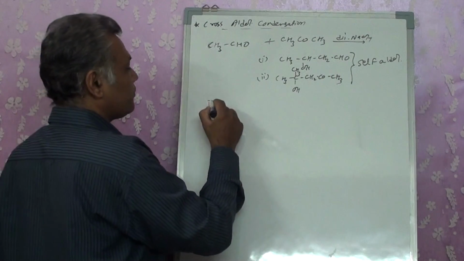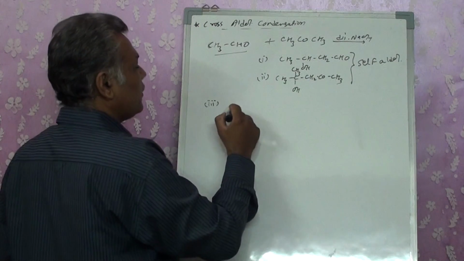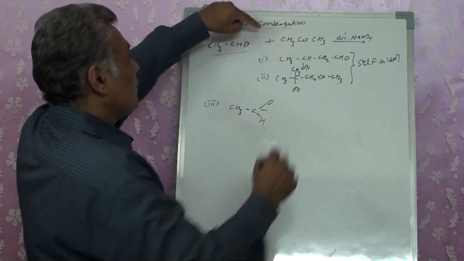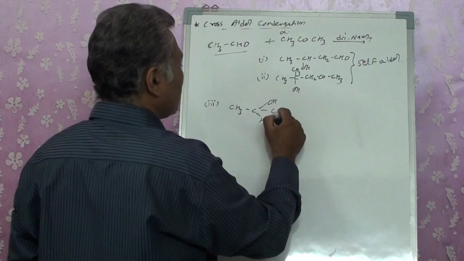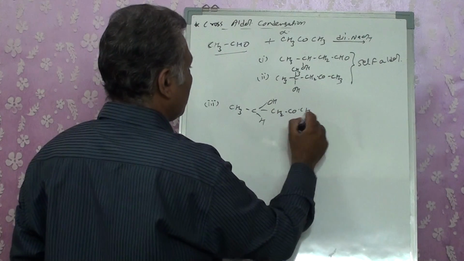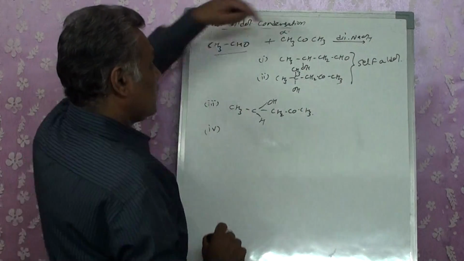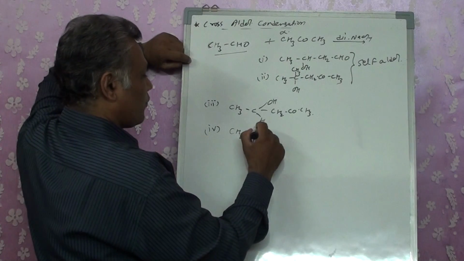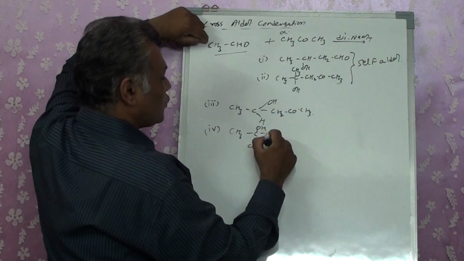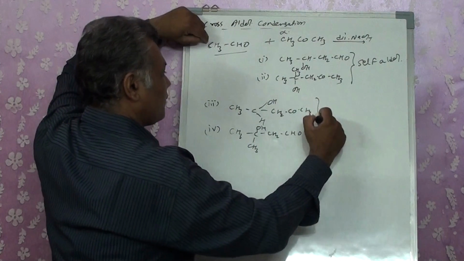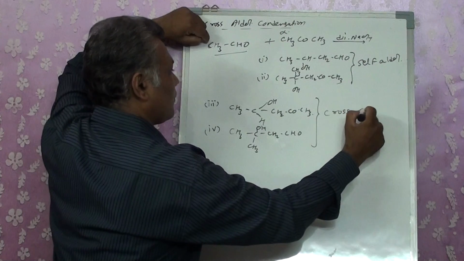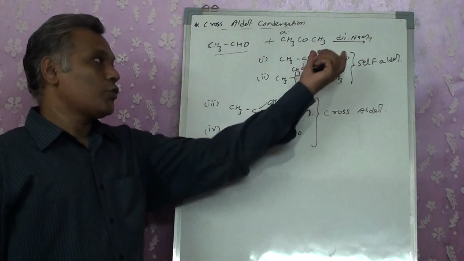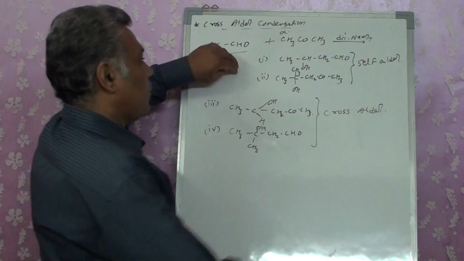In the third reaction, this time this one will use its carbonyl group, right? And this alpha carbon is going to lose its hydrogen. While in the fourth one, this one will use its carbonyl group, and this alpha hydrogen is going to react. Okay, so we got 2 cross products and 2 self products.